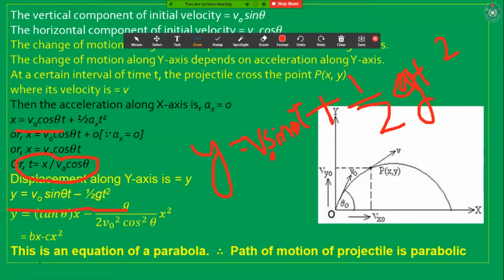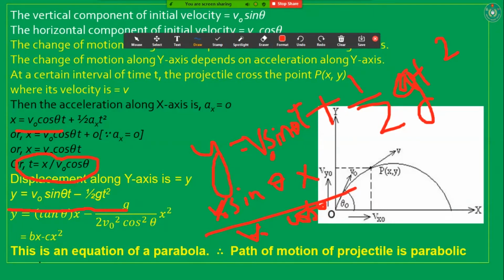Now I am putting this value here, t for x, that is x divided by v naught cos theta. So from this you are getting x tan theta, and similarly I am putting the value of t here and getting g x square divided by 2 v naught square cos square theta.